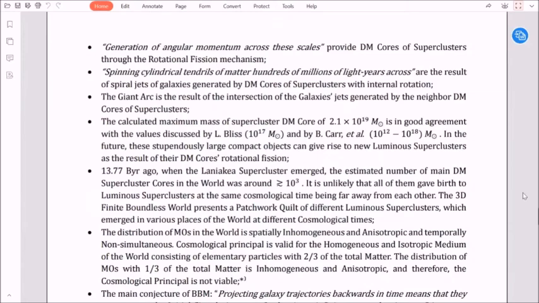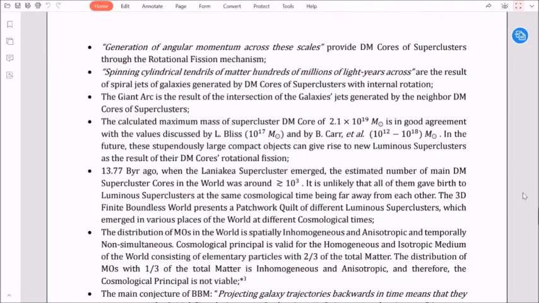13.77 billion years ago, when the Laniakea supercluster emerged, the estimated number of main dark matter supercluster cores in the world was around 1,000. It is unlikely that all of them gave birth to luminous superclusters at the same cosmological time, being far away from each other. The 3D, finite, boundless world presents a patchwork quilt of different luminous superclusters which emerged in various places of the world at different cosmological times. The distribution of macro objects in the world is spatially inhomogeneous and anisotropic, and temporally non-simultaneous.